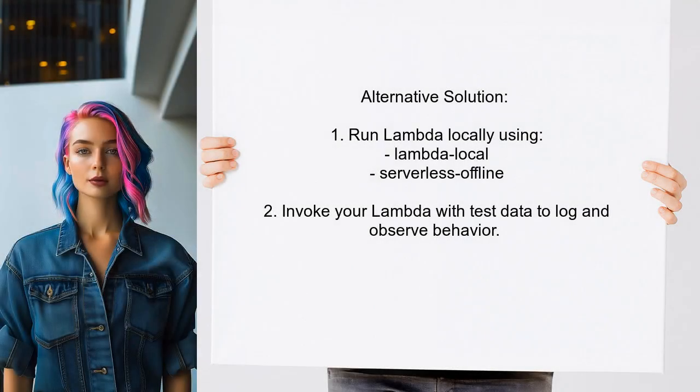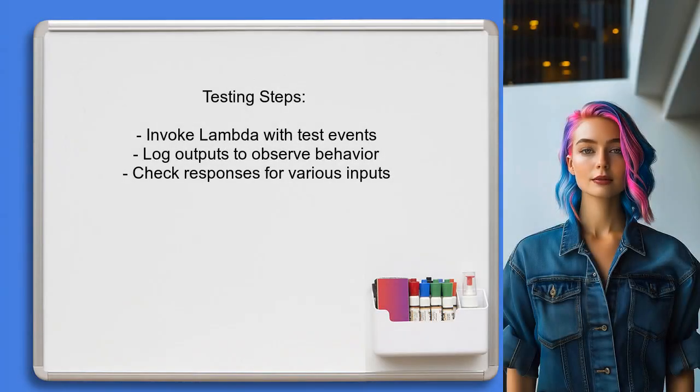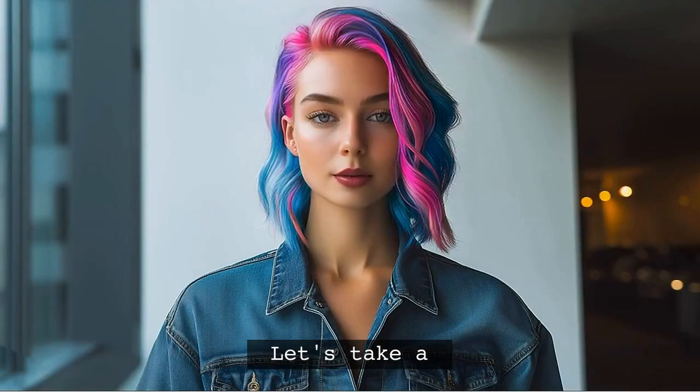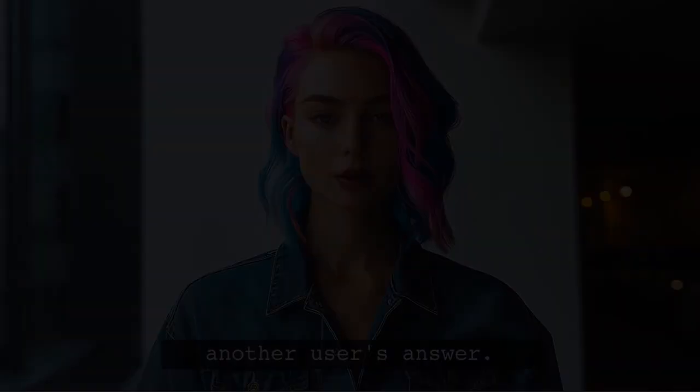An alternative approach to debugging AWS Lambda functions in Node.js is to run your Lambda locally. You can use tools like Lambda Local and Serverless Offline to simulate the Lambda environment on your machine. By invoking your Lambda with test events and data, you can log outputs and see how your function responds to different inputs. Let's take a moment to review another user's answer.